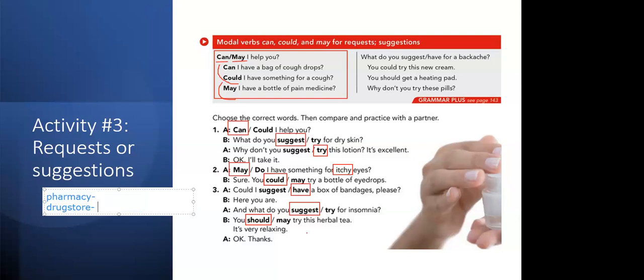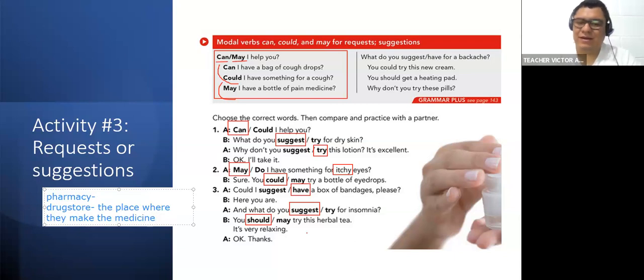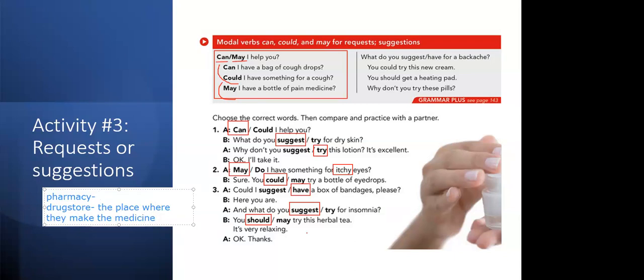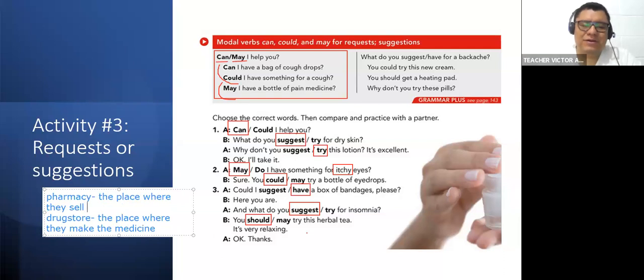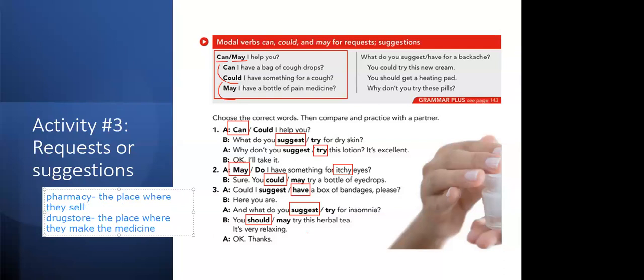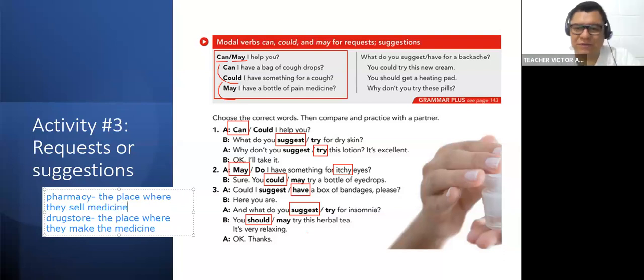Drugstore is the place where they make the medicine. And the pharmacy is the place where they sell the medicine. Great job. Thank you, Paula.